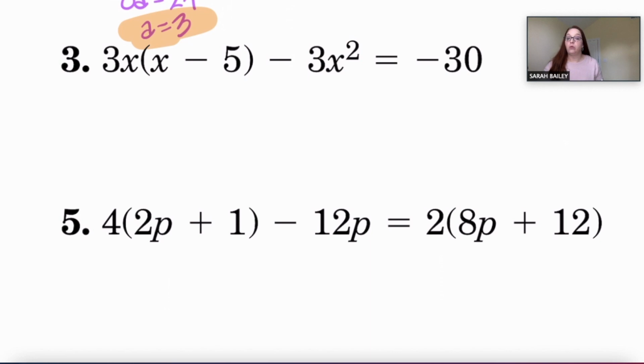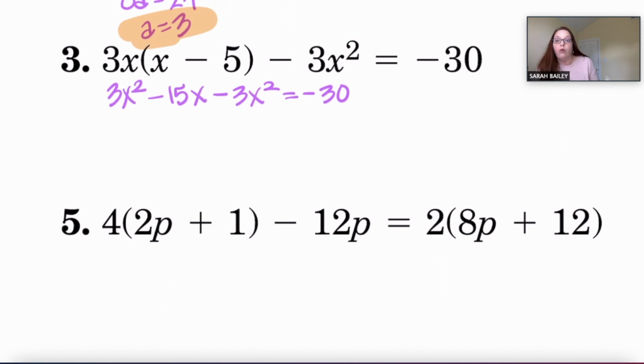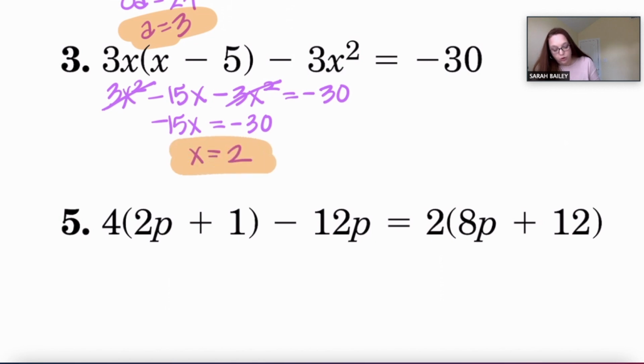So we're going to distribute. This one is a little bit different. So I'm going to do 3x times x first, which would be 3x squared. 3x times negative 5, so minus 15x. Bring down the minus 3x squared equals negative 30. Well, when I combine my like terms on the left, those 3x squared minus 3x squared, they just canceled, leaving me with negative 15x equals negative 30. Divide both sides by negative 15. So x is going to be 2.